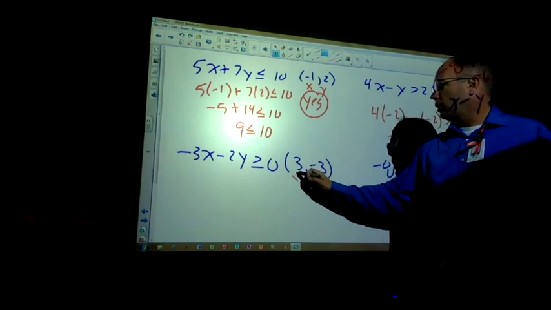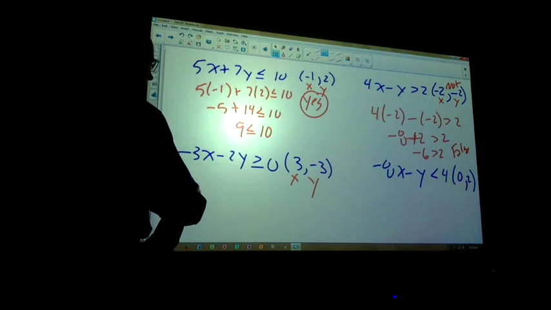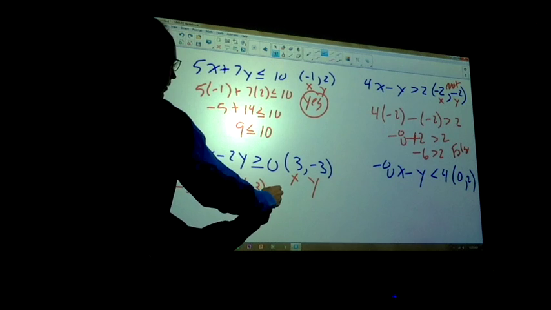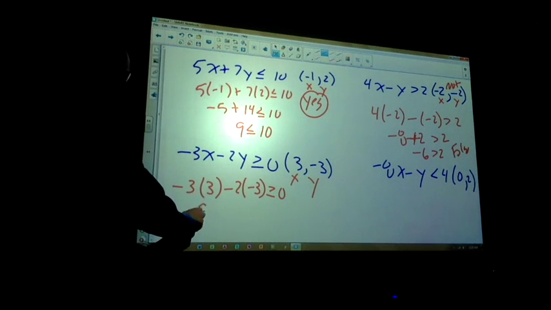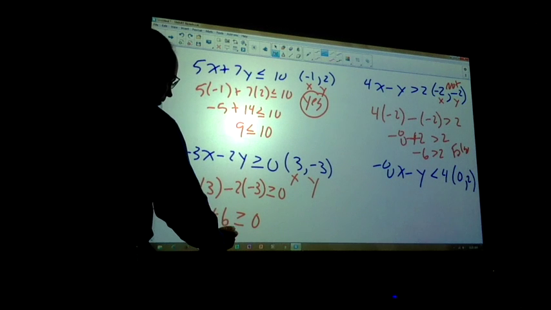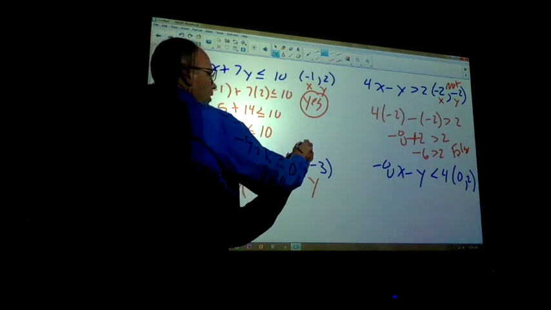Okay, again, this is an x and a y value. So I have negative 3 times 3 minus 2 times negative 3. We want to know if that's greater than 0. So that's negative 9 plus 6. Is negative 3 greater than or equal to 0? No. So this is not a solution.